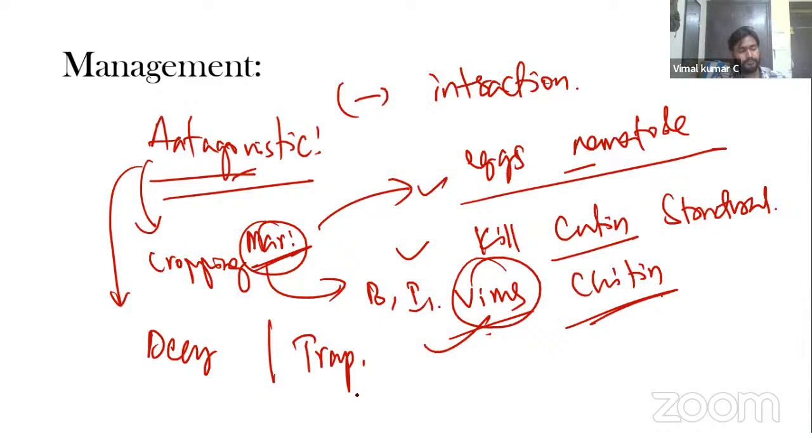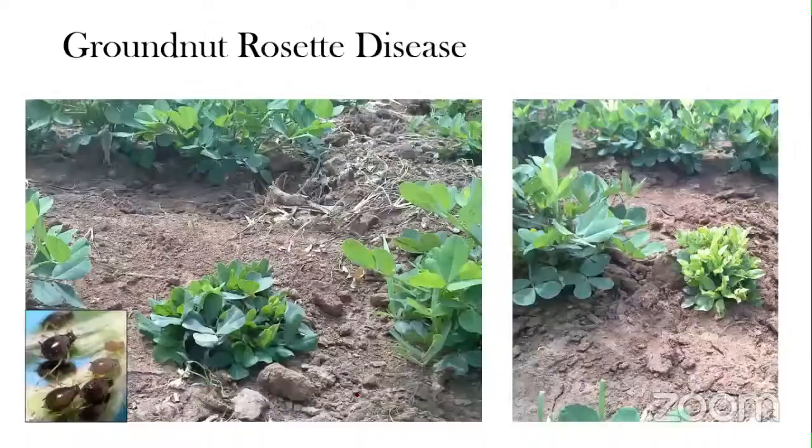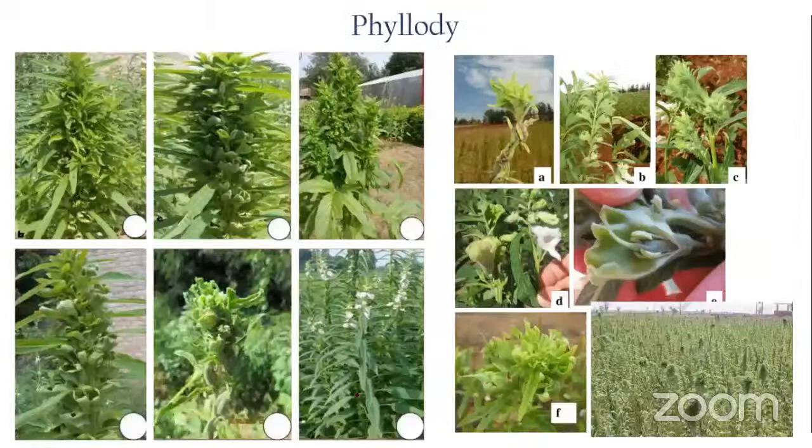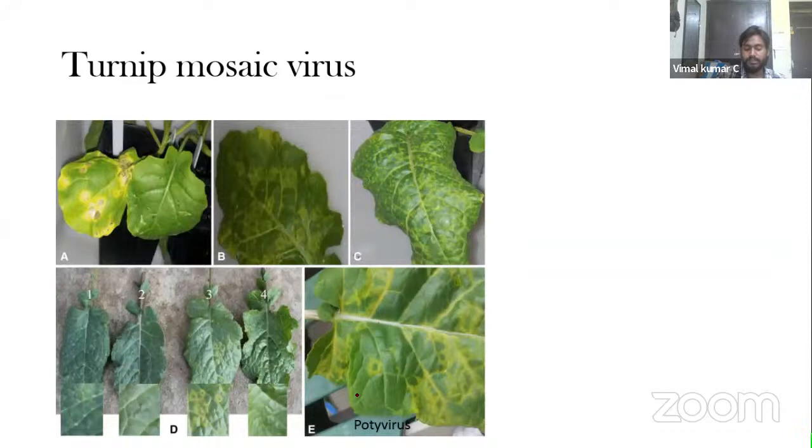Sir, what is the difference between aster yellows disease of sunflower and sesamum phyllody? Tell me once again. Aster yellows disease of sunflower and sesamum phyllody. Because they are the same. See, the thing is, if you take any phytoplasma, most of the time it will cause similar symptoms.